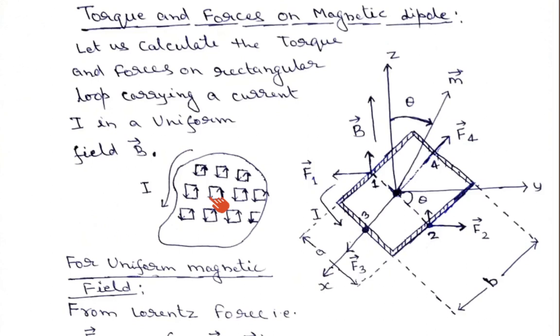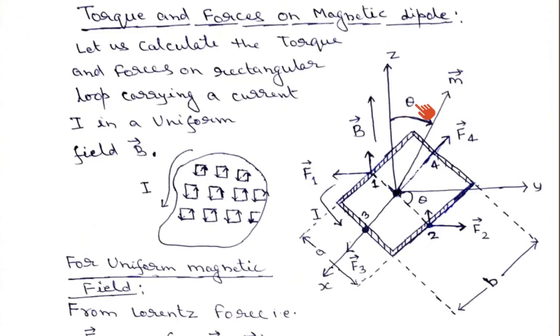So for simplicity, let us assume a rectangular shape in which current I is flowing. Let us say this side of the rectangle is A and this is B, and this rectangular dipole is kept on a Cartesian coordinate system. Because of this rectangular current there will be a dipole. Let us say the dipole is making an angle theta with respect to the z axis. This is the direction of the magnetic dipole, and this is the angle it makes with the z axis.